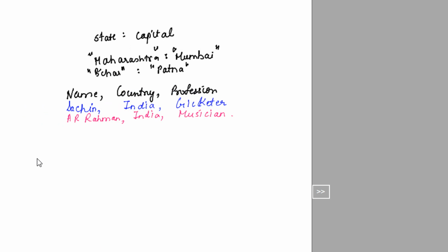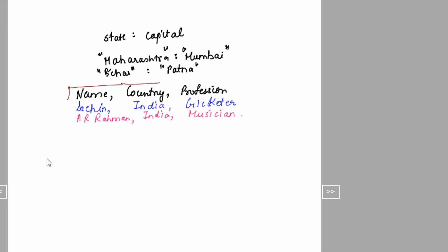See, this is your header row, right? This is your header row. So now if you see, for the first row, the name is Sachin, the country is India, and the profession is cricketer. Similarly, for the second row, the name is AR Rahman, the country is India, and the profession is musician. So you can see this header basically applies internally to everything, just like when we read normal Excel files, right?